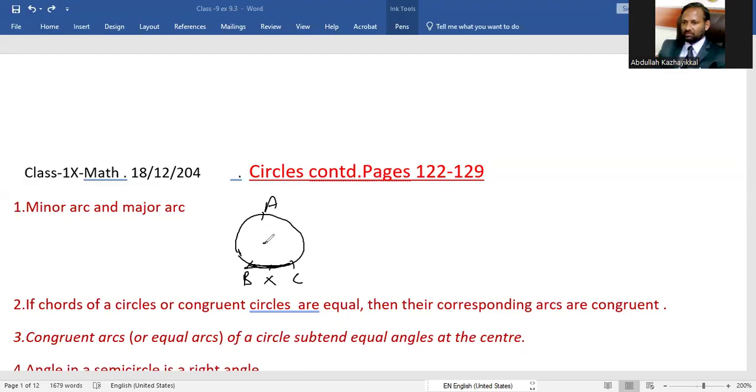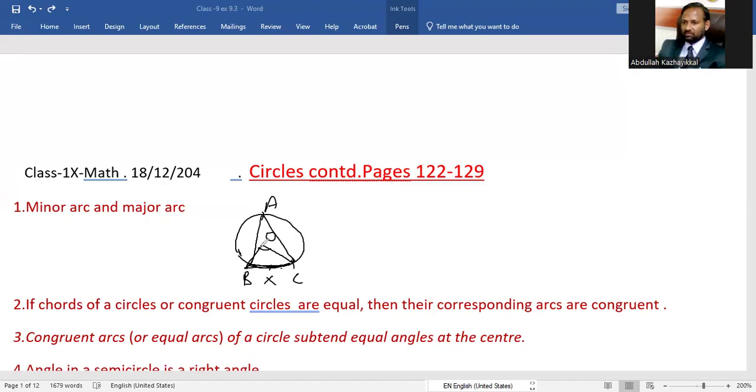Now the angle made at the center. This is the center, and BOC is the angle made at the center. It will be double the angle made on the segment, the other part, that we studied. Now look here, the angle subtended by an arc at the center is double the angle.